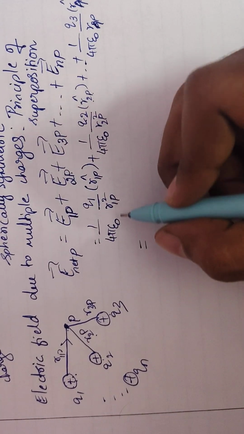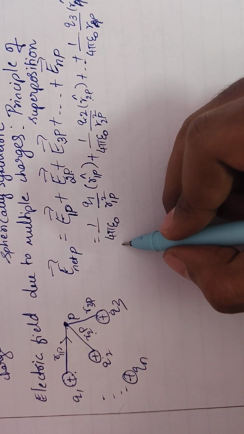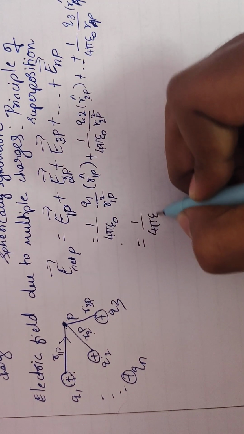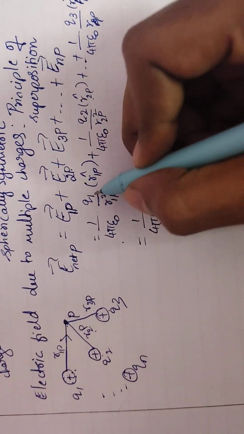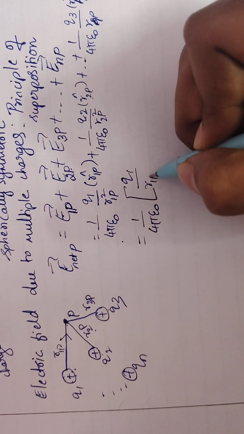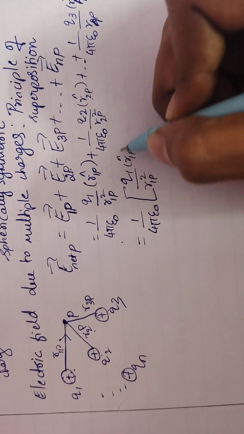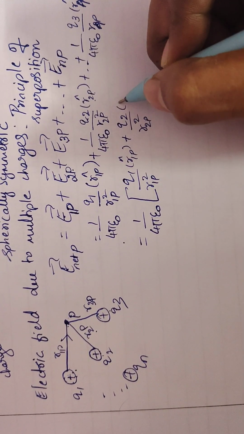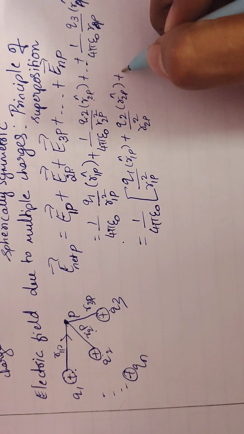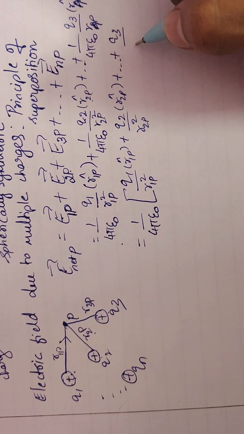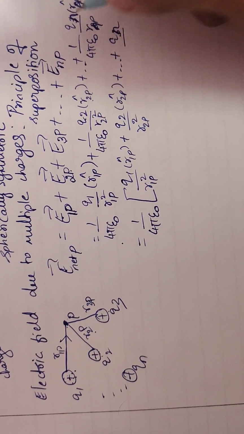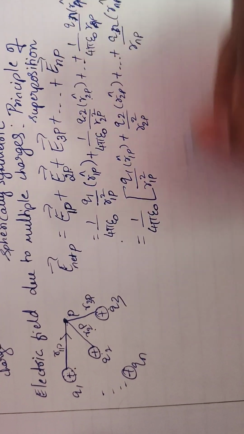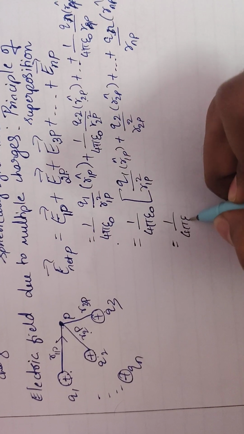Now simplify it. Now which are all the terms that are common here? 1 by 4 pi epsilon naught, 1 by 4 pi epsilon naught, 1 by 4 pi epsilon naught. Take it outside. 1 by 4 pi epsilon naught, in bracket you have q1 by r1p square into r1p cap plus q2 by r2p square r2p cap up to qn, nth charge, rnp square into rnp cap is equal to 1 by 4 pi epsilon naught.